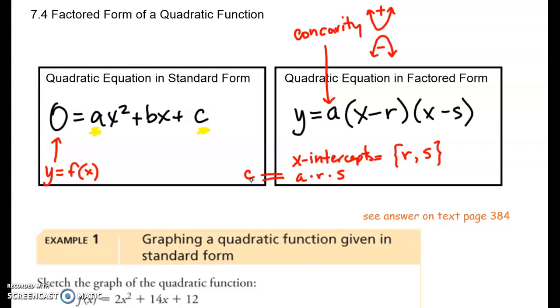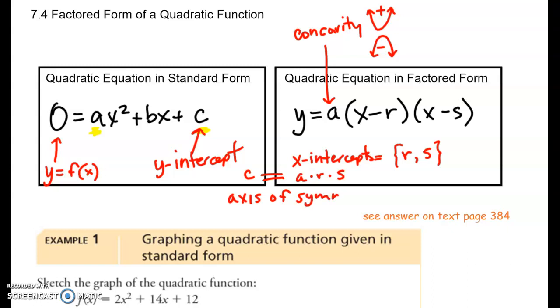Do you remember what c stood for? Let's write it in here. This is the y-intercept. So when I'm looking at the factored form, if I take a times r times s, it gives me c, the y-intercept. Another little handy formula from this is the axis of symmetry.